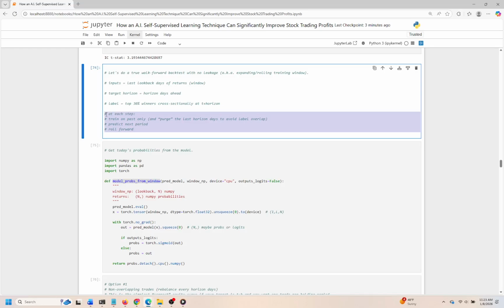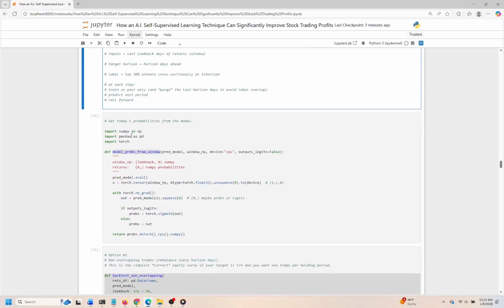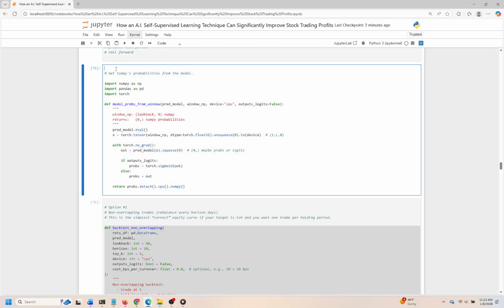We then proceed to predict performance for the upcoming period and roll the window forward. This cyclical approach allows us to continuously refine our model's predictive capabilities. Learners should be cautious about how the window is set and how labels are defined, as any misalignment could lead to inaccurate conclusions about a strategy's effectiveness. It's vital to maintain a disciplined approach to data handling to truly assess the model's predictive power.